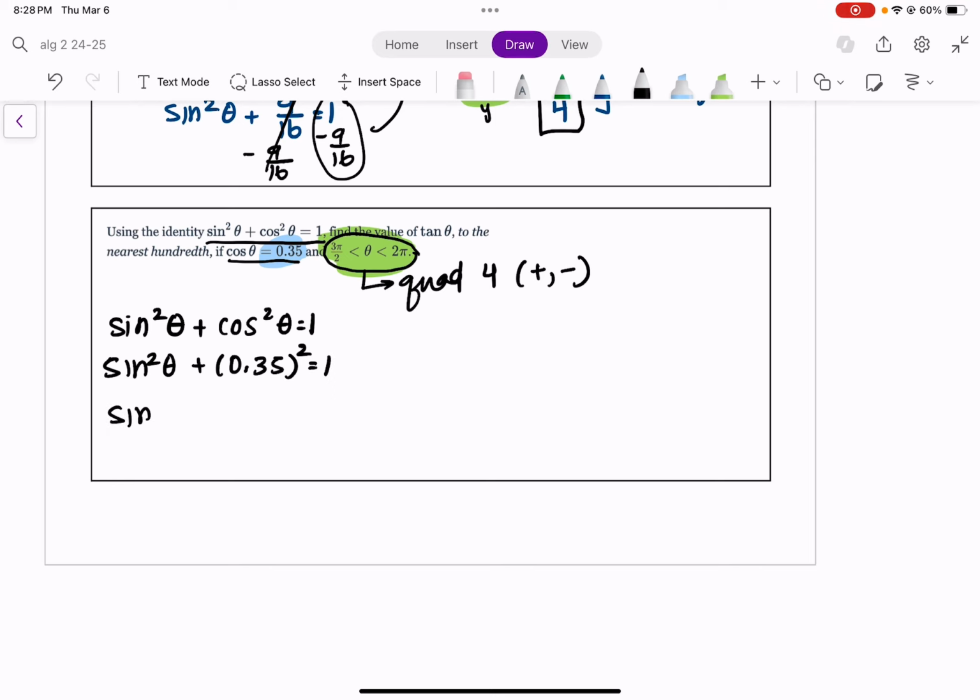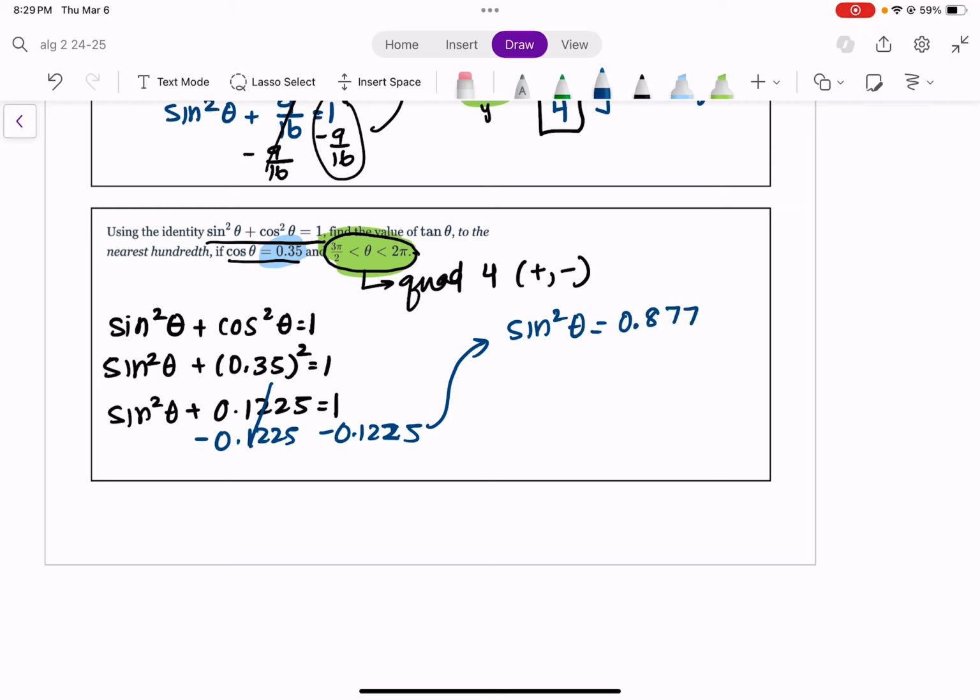So if I simplify, I'm going to get this. And then if you want to, try to pause the video and solve for sine. I'm going to do it here as well. So I'm going to get sine squared of theta equals 0.8775. And then to get rid of the square, I take a square root. So sine of theta. And I'm just going to write down a few decimals.